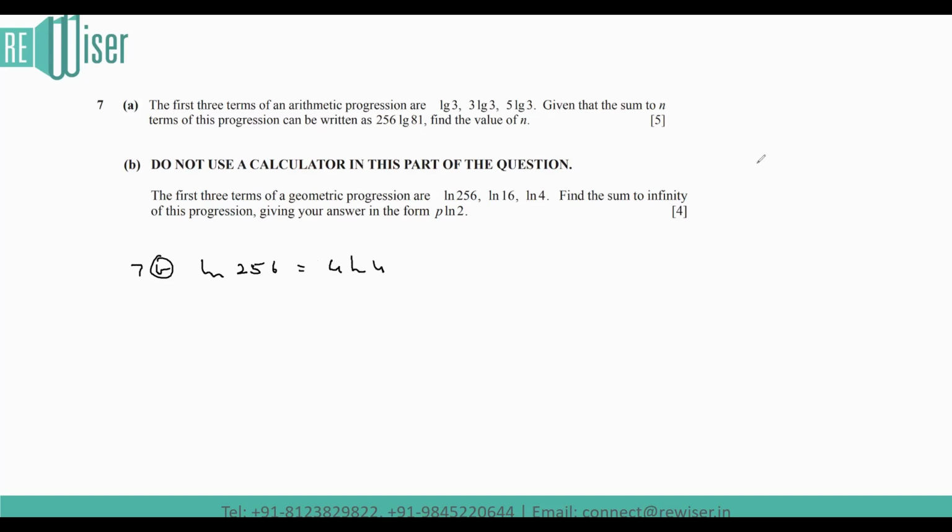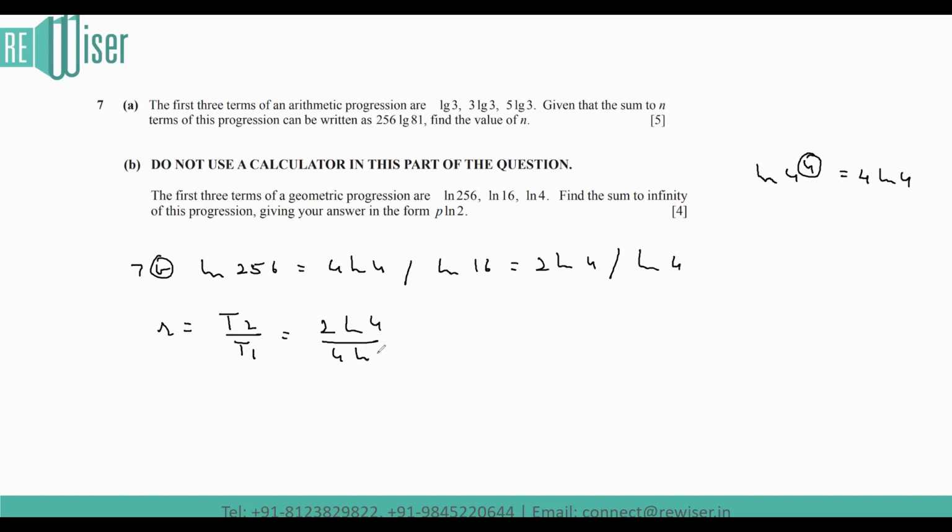because that can be written as ln 4 to the power 4, and whatever is in the power comes right in front, so that's written as 4 ln 4. Similarly, ln 16 can be written as twice ln 4, and ln 4 is ln 4 itself. Now if I'm finding the common ratio r, the value of r is the second term over the first term. So I can write it as twice ln 4 divided by 4 ln 4. So ln 4 gets cancelled, and the value that we got is 0.5. That's the value of our common ratio.